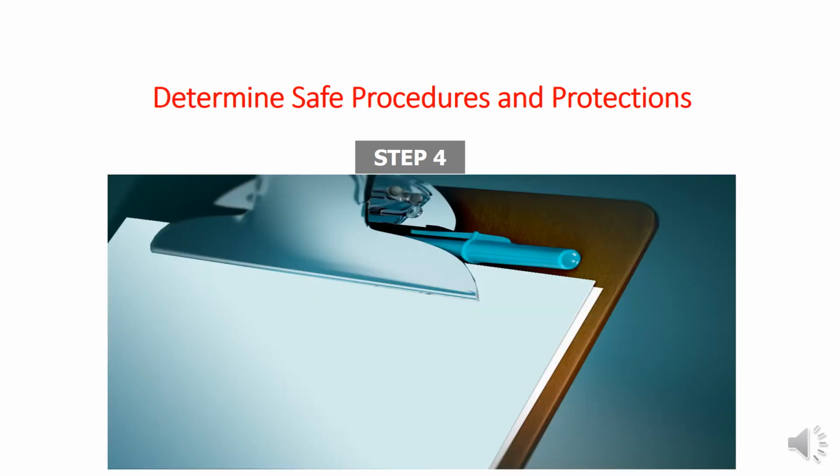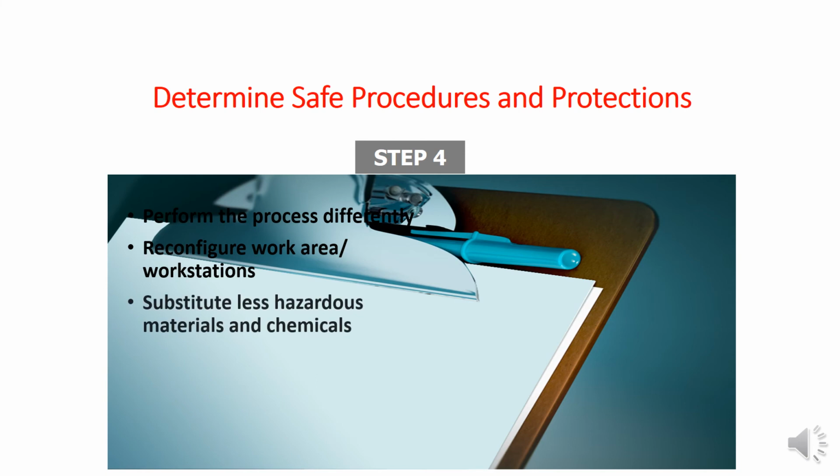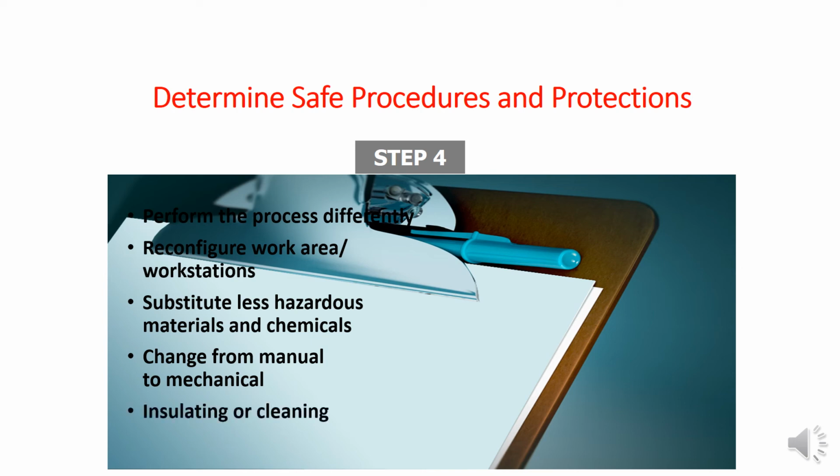protective equipment. Step number four is determining the safe procedures and protection. What are they? Performing the process differently, reconfiguring the work area, making it worker friendly, making it much more safe, making the workstation hazard proof altogether. Substitute less hazardous material with friendlier materials and chemicals. Change from manual, if required, go for automatic transitions, as this will limit the exposures detrimental to human lives altogether. Insulating and cleaning to be done on a regular basis.